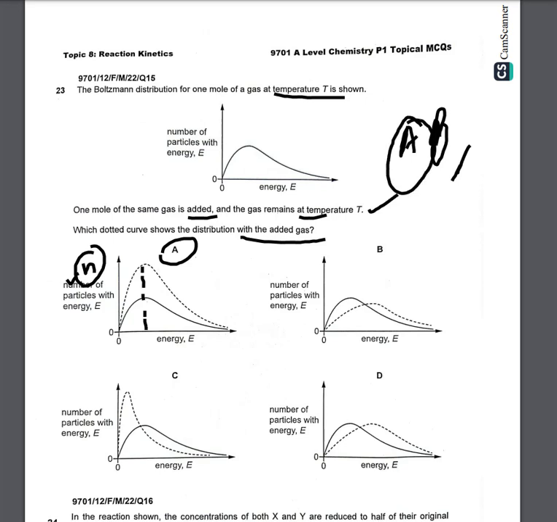All other options are incorrect. I repeat, you are increasing the number of gas particles, so there would be more particles possessing the same energy because the temperature is the same.